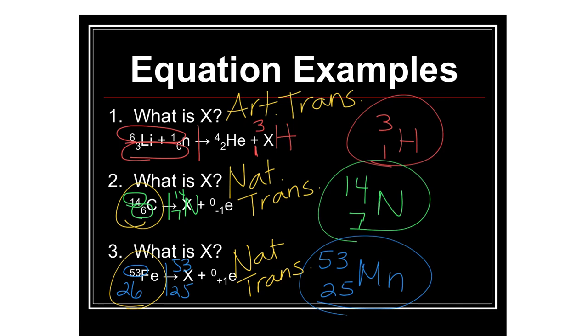All right, so now we want to do the worksheet on balancing nuclear reactions. It's basically like these 3 examples. You just figure out your missing particle.